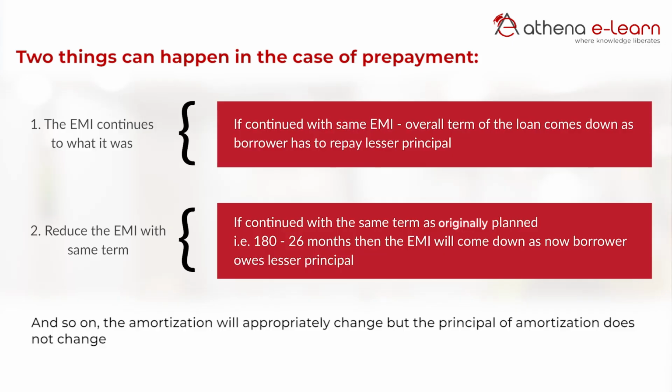If you continue with the EMI as it is, the overall term comes down because now he has to repay lesser principal. However, if he wants to continue with the term as originally planned, which is 180 months minus the 26 that have gone by, then the EMI must come down because now he owes you lesser principal. And so on, the amortization will appropriately change. The principle of amortization does not change.